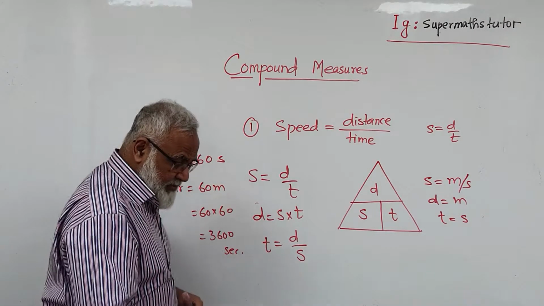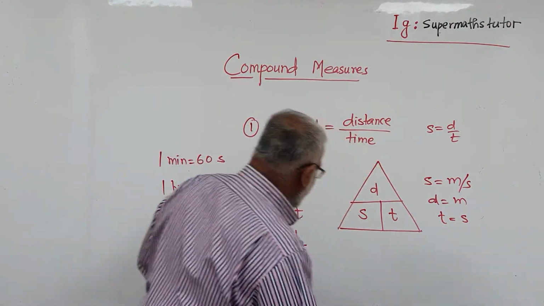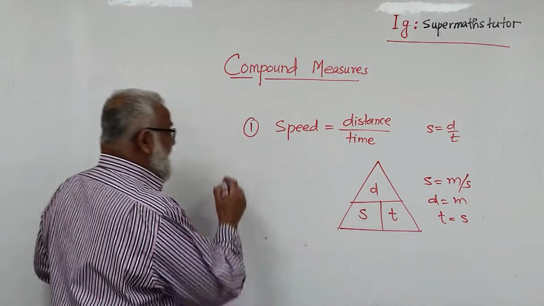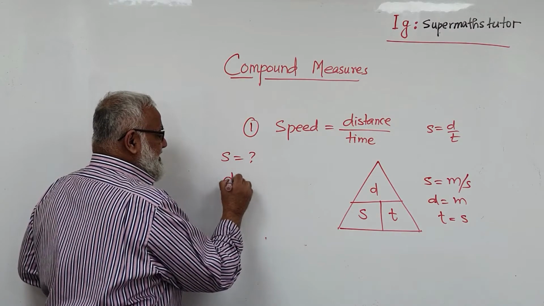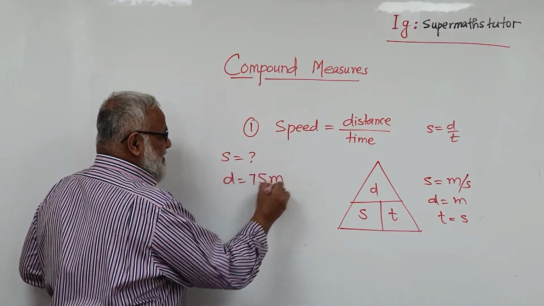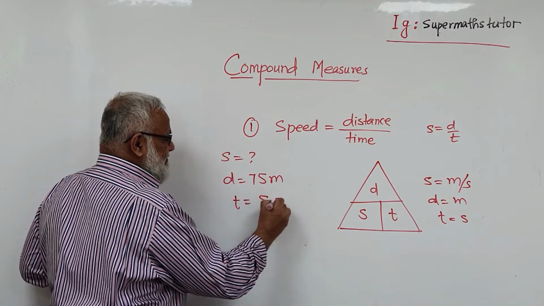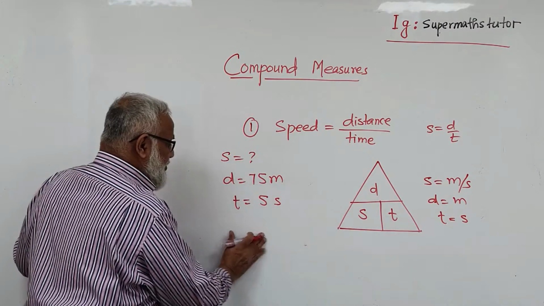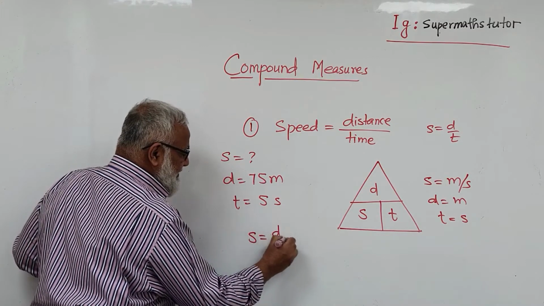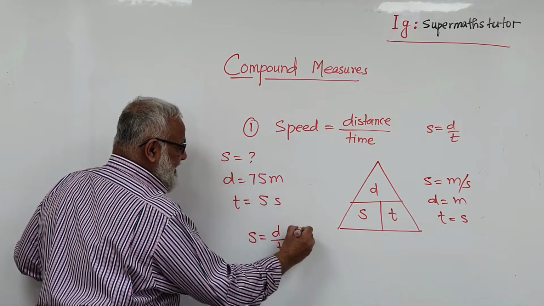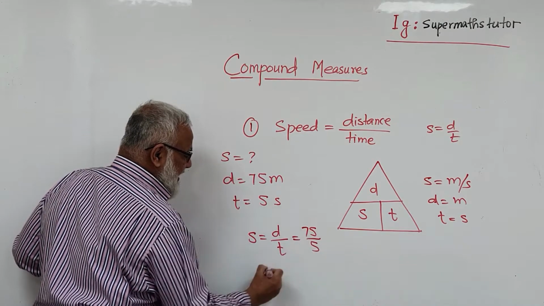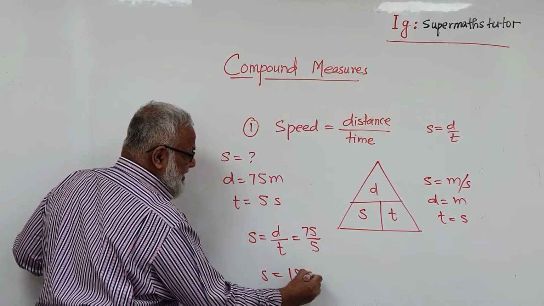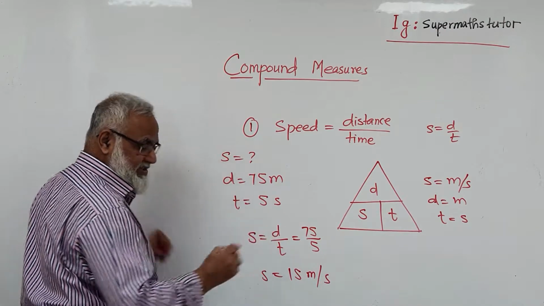All right, so I'm going to do examples one by one. Find the speed if the distance is 75 meter and time is 5 seconds. So speed, I'm going to put my hand here, distance divided by time. So speed is distance divided by time. Distance is 75 divided by 5, and speed is equal to 15, because 5 times 15 is 75. The speed is 15 meter per second, and that's the answer.